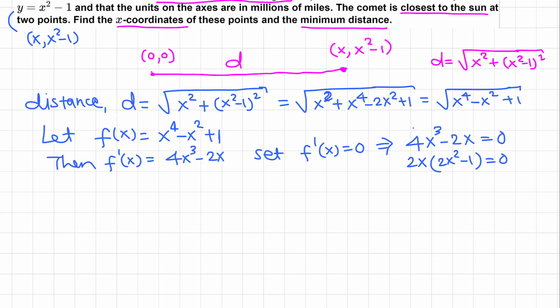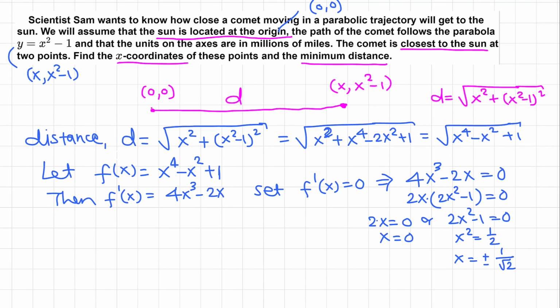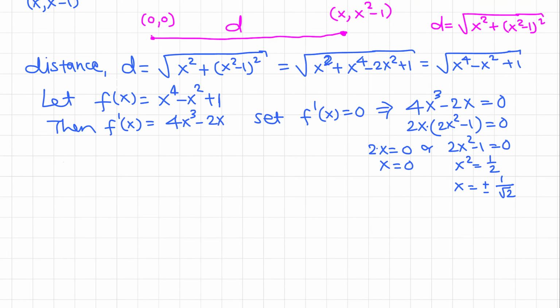From here either 2x equals 0 or 2x squared minus 1 equals 0. Divide by 2, so x equals 0. Add 1 to both sides, divide by 2, so x squared equals 1/2. Now take the square root of both sides, so we get plus or minus the square root of 1 over the square root of 2. So we got 3 critical numbers here: 0, negative 1 over root 2, and positive 1 over root 2. Now to minimize the distance, let's compute the distance at these 3 points. So let me make a table.